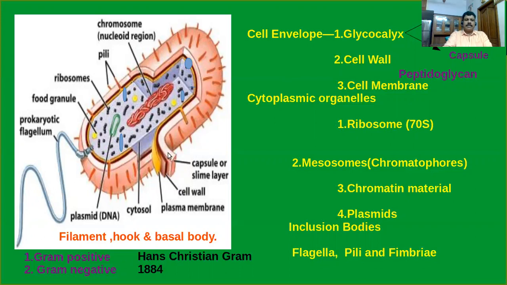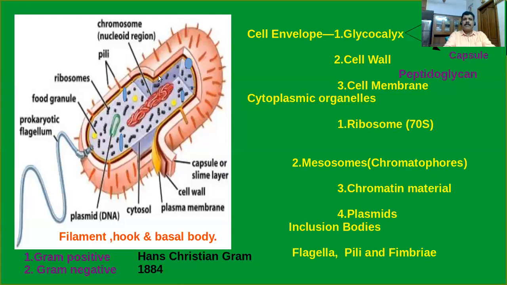Dear students, this glycocalyx sometimes may be a loose sheath-like structure. If it is a loose sheath, it is called a slime layer. While in some other cases, it may be thick and tough. If it is thick and tough, we call it a capsule. This is something about the cell envelope.